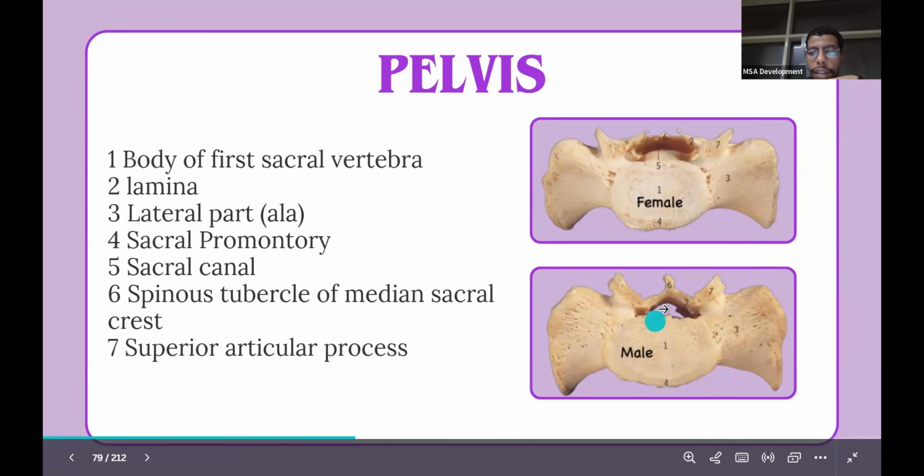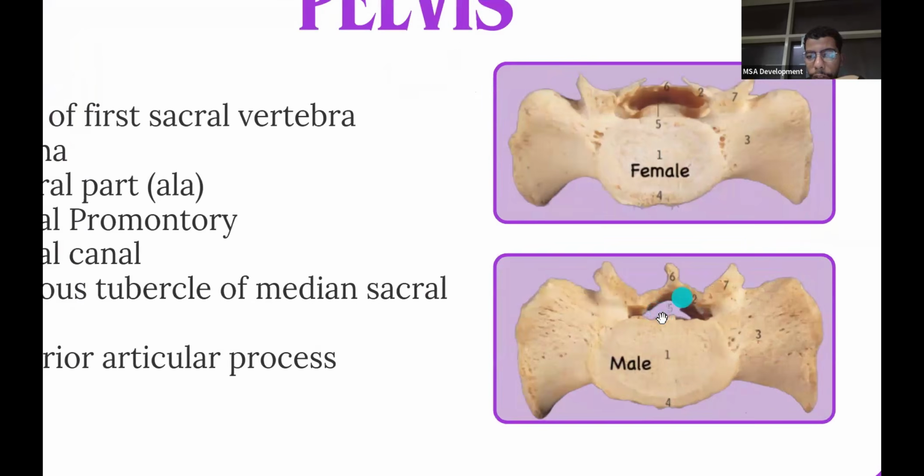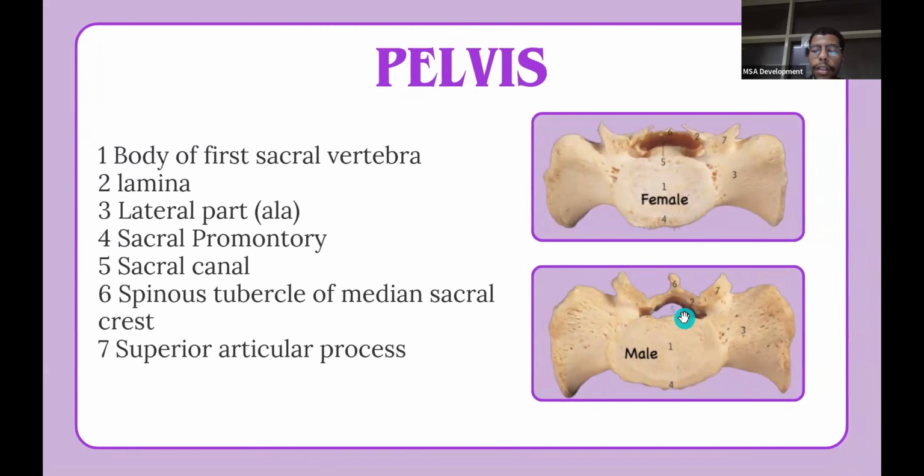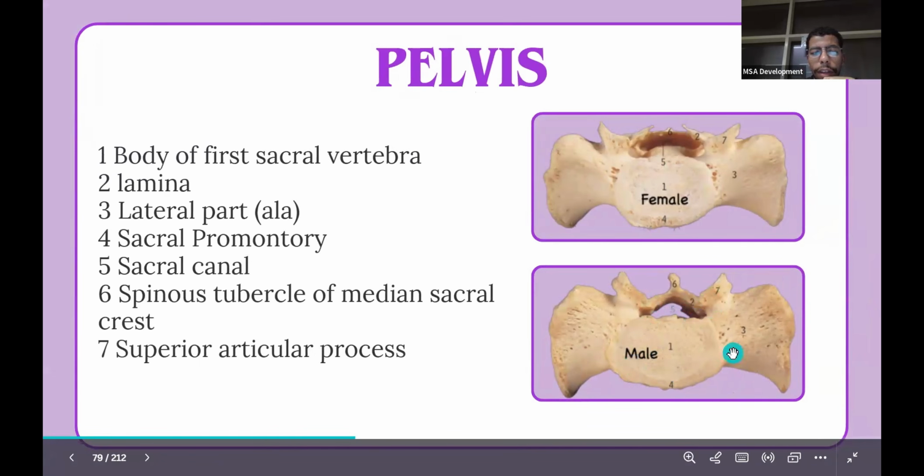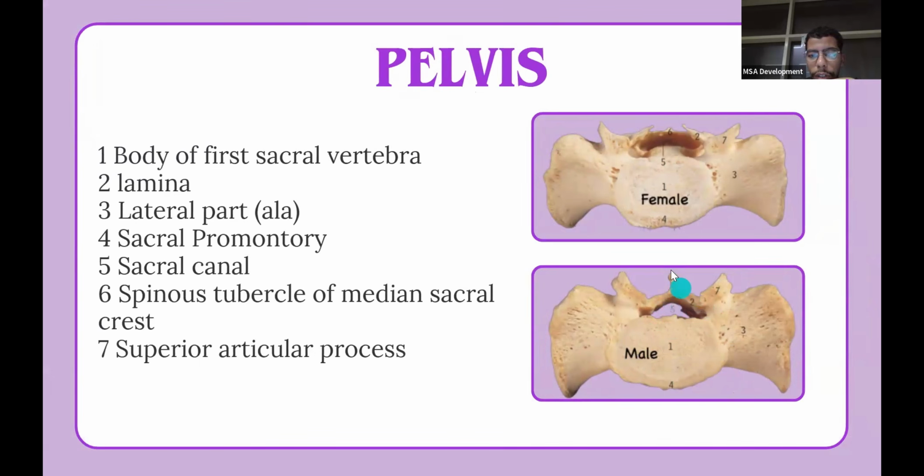This is the canal. As you can see here, there's a hole. This is the sacral canal through which the spinal cord can go through, which you don't really have to know. Then we have here the spinous tubercle.